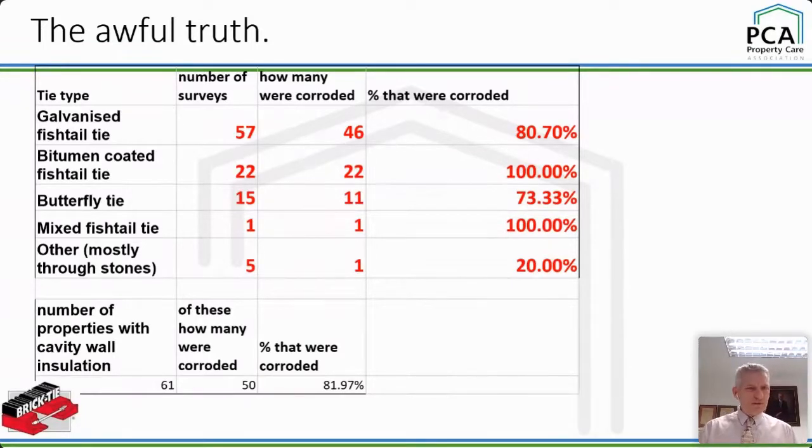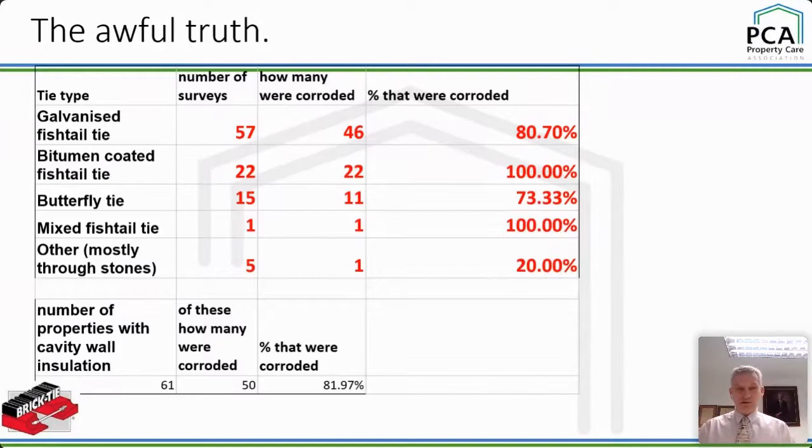Butterfly ties, only 15. That's a low number, isn't it? So in my part of the world, that means those were probably post-war. And of those, 11 were corroded, so 73%. So although we were asked to look at fewer of them, they seem to have just as big a problem. Mixed, well, we'll go into that.